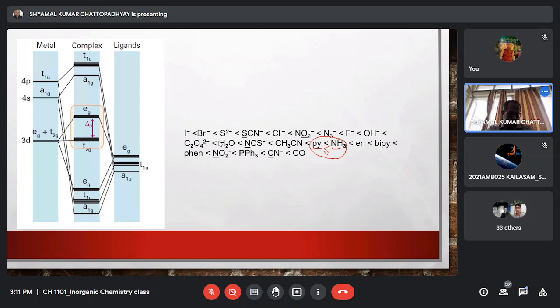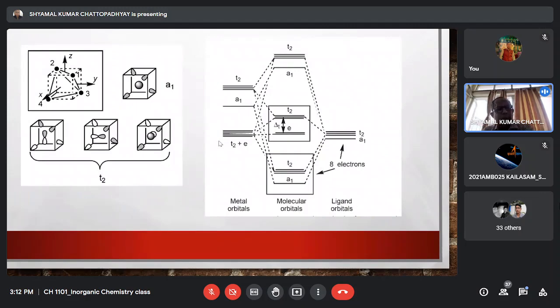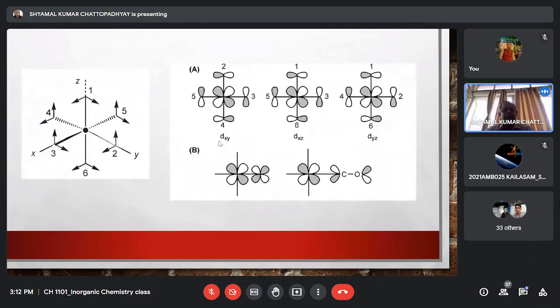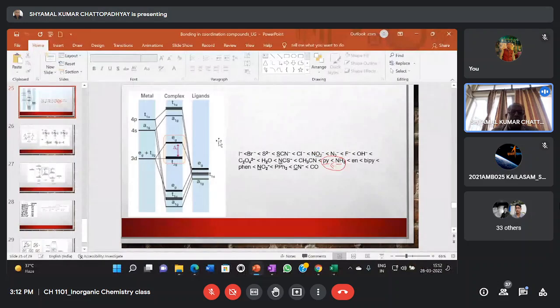So I will stop here. I wish I could have taken one more class to discuss some spectra, but I can ignore that, and I shall also ignore the MO theory for the tetrahedral complexes. If you learn MO theory for the octahedral complexes, that will be sufficient for you. So I'll stop here. If you have any question, you can ask now, or you can ask for a tutorial class, and we can discuss your difficulties. Thank you, and I wish you the best of luck for the exam.